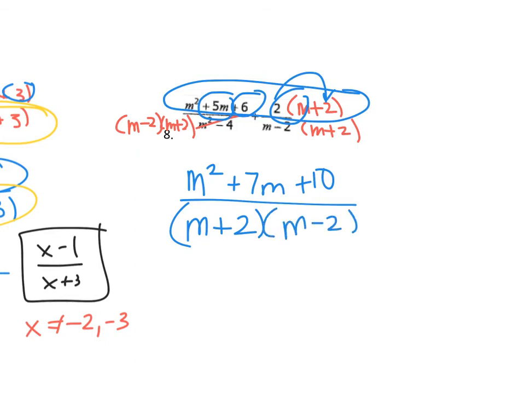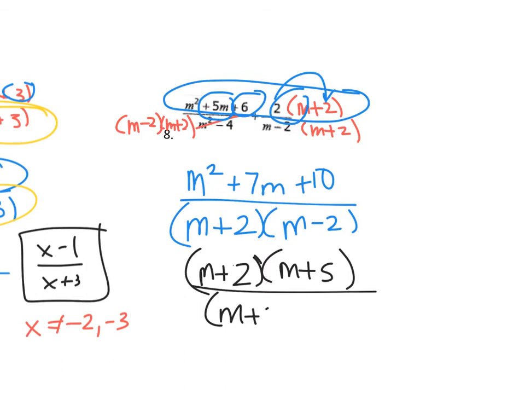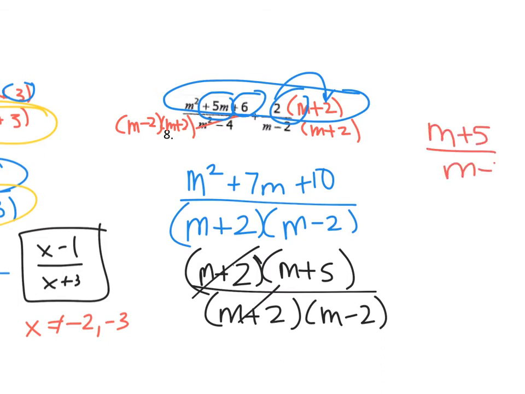Now we need to factor out the numerator. Okay, so the numerator is going to be factored into m plus 5, m plus 2, over m plus 2, m minus 2. So you're going to end up with m plus 5 over m minus 2. And your restrictions are going to be m can't be 2 and negative 2.